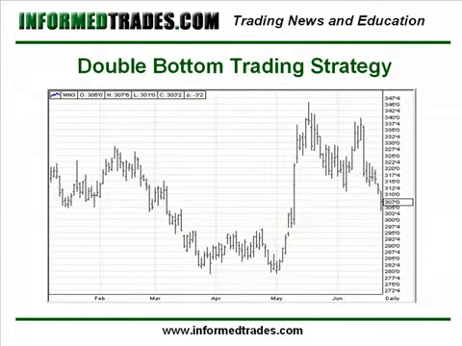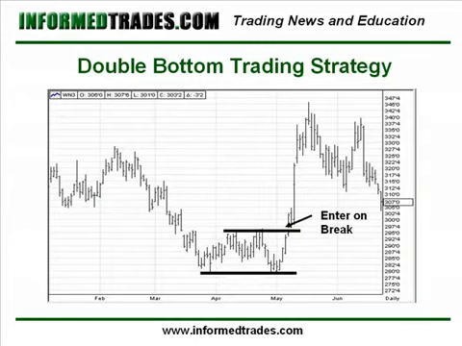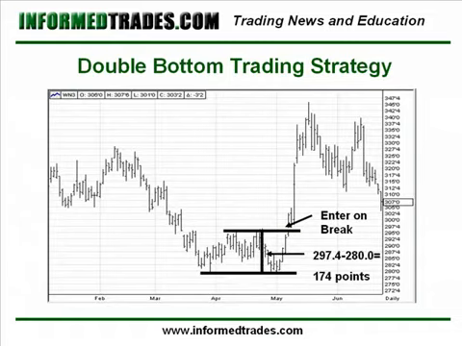The double bottom strategy is the mirror image of the double top strategy. We have the double bottom in place here. We have the peak between the two bottoms as our resistance level. The common strategy is to wait for a break and enter on the break of that resistance level. Measure the move, the difference between the peak and the middle of the two troughs, or sorry, the highest trough and the middle of the peak, and you get 174 points in this example. That's the profit target.